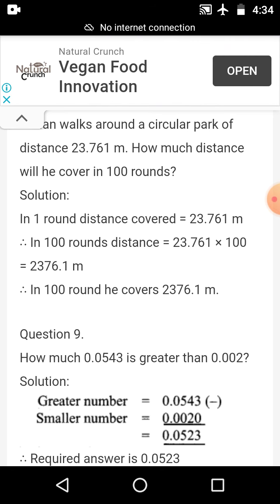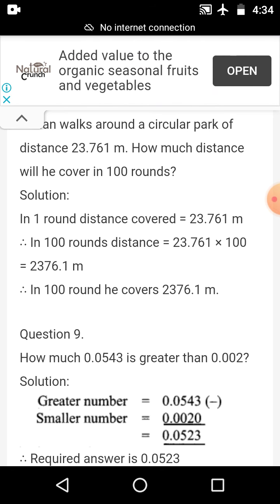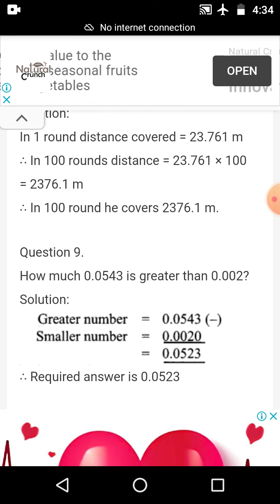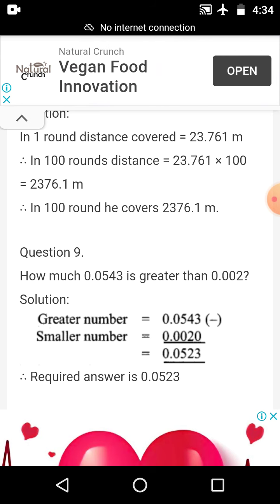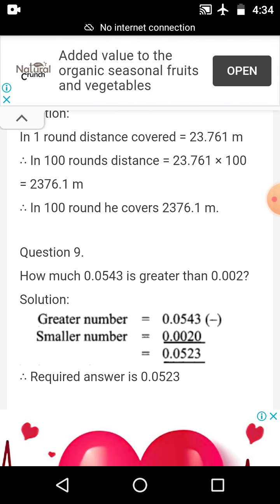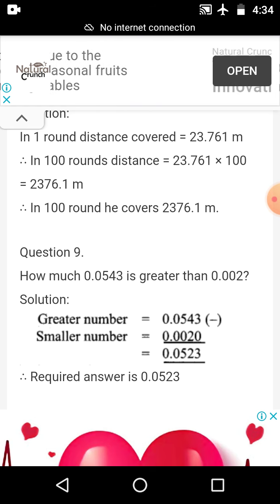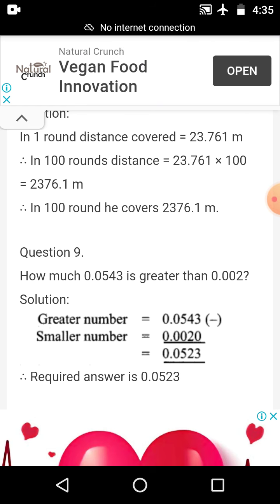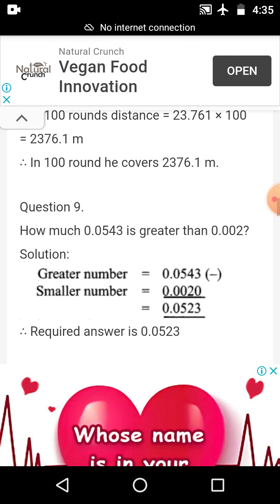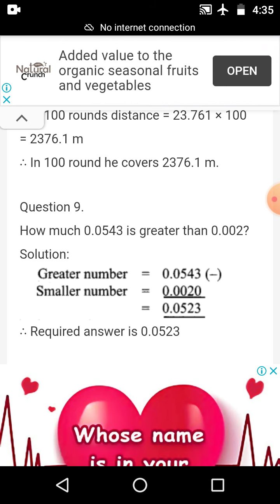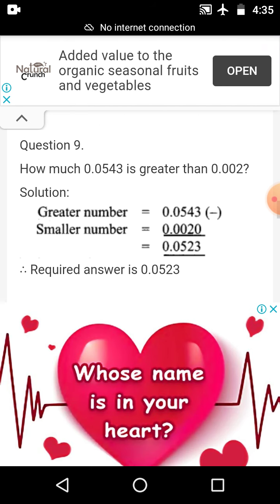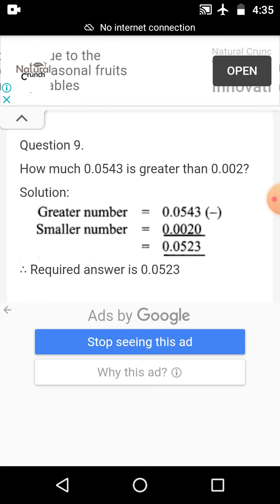Sorry, there is one more. I left it out. The 9th question. How much 0.0543 is greater than this decimal number? So we have to subtract here. Write it down and copy it in your note.